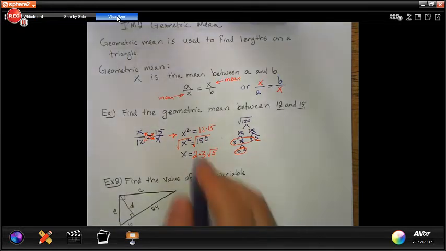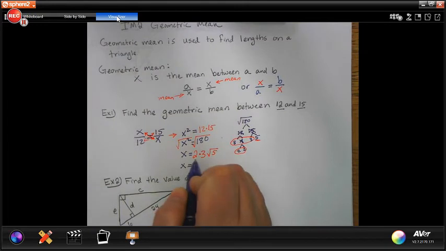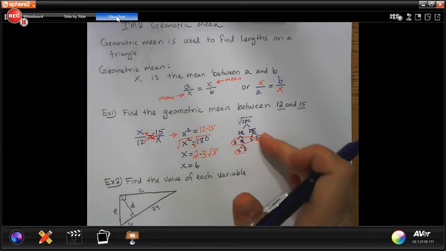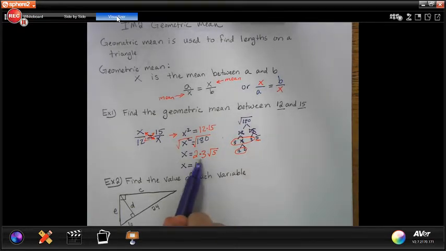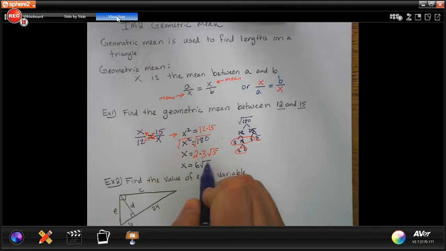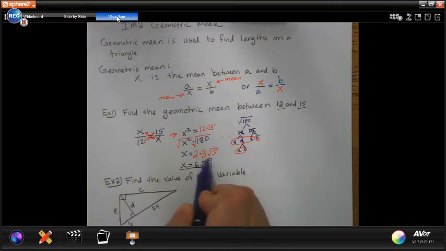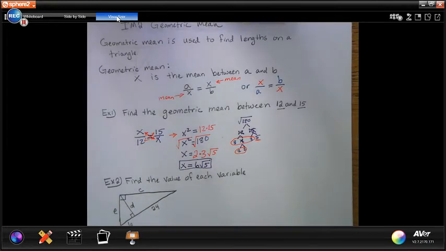So our official answer: 2 times 3 is 6, because when we break this down, it's unmultiplying. So when we put them back together, we would multiply, right? So 2 and 3 multiply because they're both out, and then the 5 is left behind. So x equals 6 radical 5 would be your official answer. So that's finding the geometric mean.